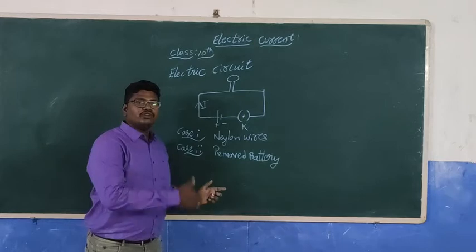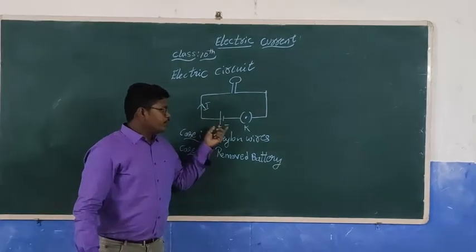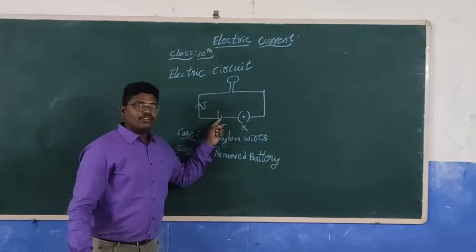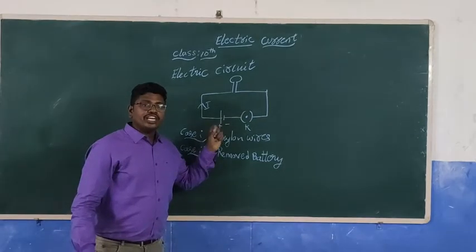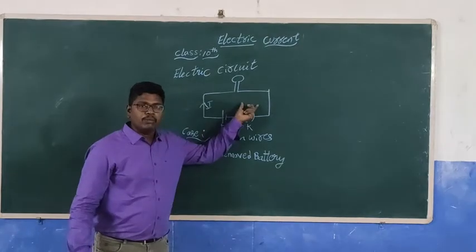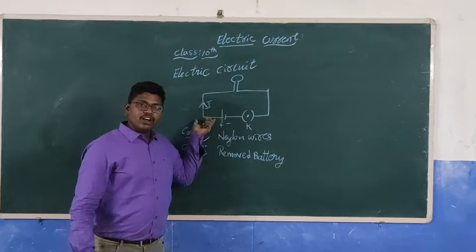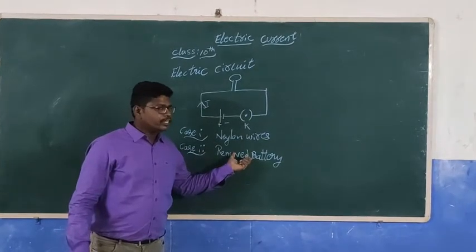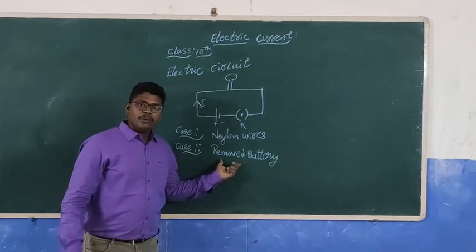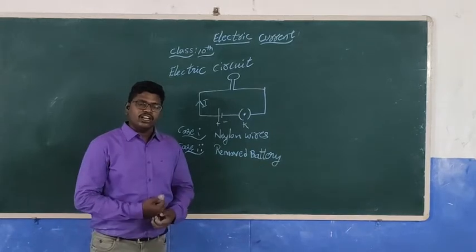So from this activity, what we understand is that an electric circuit must have a battery, copper wire and bulb. Whenever we connect a battery, the charge carriers are electrons, so electrons will be carried from the battery to the bulb. Then only the bulb will glow. By replacing the copper wire with a nylon wire, the bulb does not glow because it is a bad conductor. And if you remove the battery, the bulb does not glow either. So this is related to this concept.